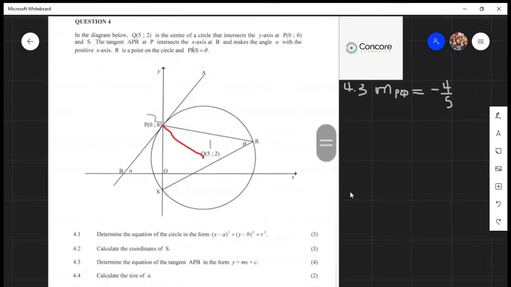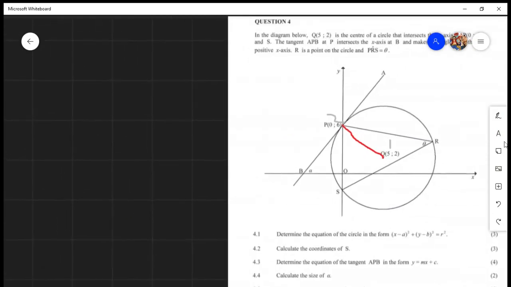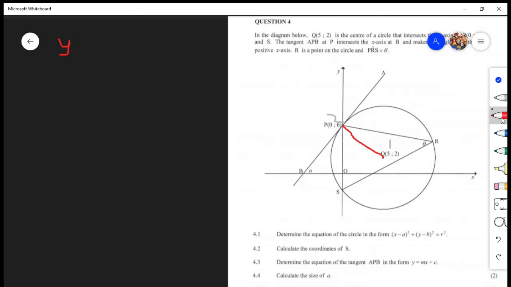Okay, let's just do it on this side. So you said 4.2, right? Yeah. So question 4.2. Okay, let's start. Calculate the coordinates of S, right? So we had our equation of a line. As, what was it now? It was x minus 5 squared plus y minus 2 squared is equal to 41, right?